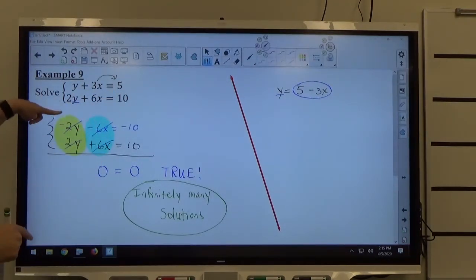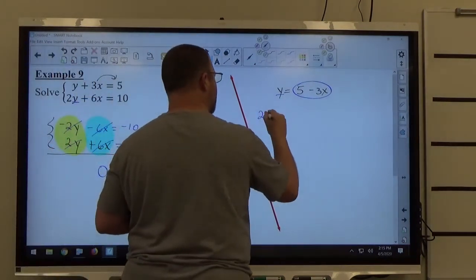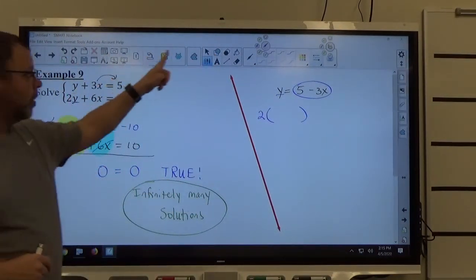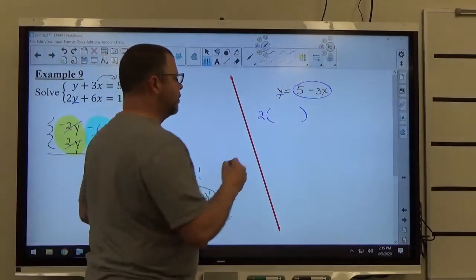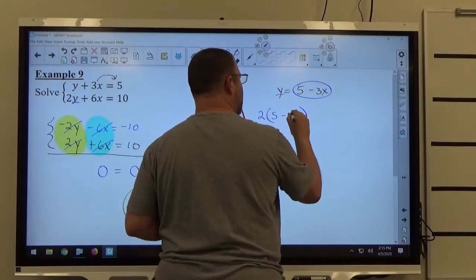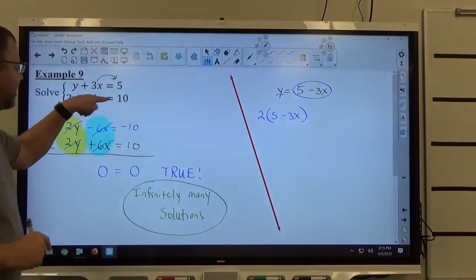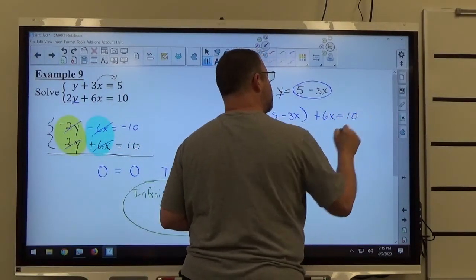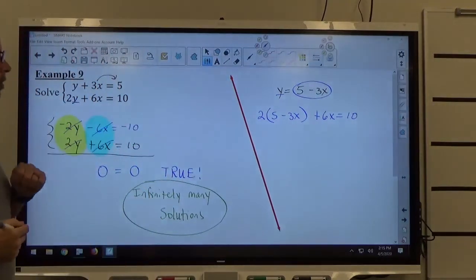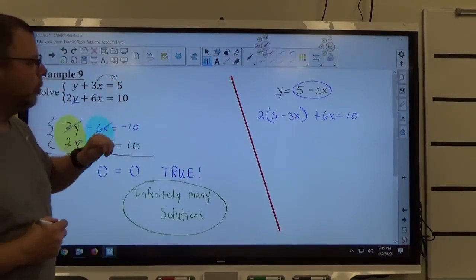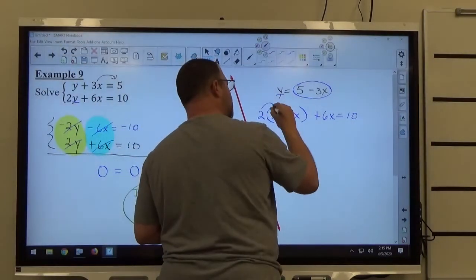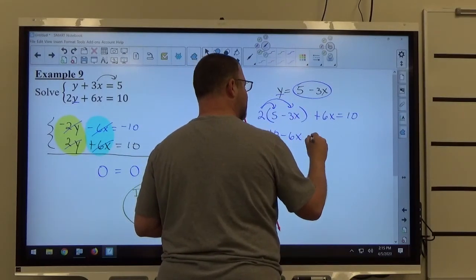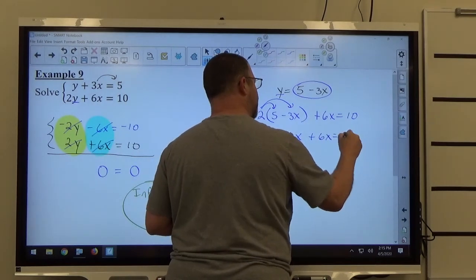So the bottom equation would then become 2 parentheses. Keep in mind with substitution, you replace one thing with more than one thing, use parentheses. So 2y becomes 2 parentheses 5 minus 3x, and then plus 6x equals 10. Okay, so there's my substitution step. If I distribute the 2 through the parentheses like I'm supposed to, 2 times 5, 2 times negative 3x, I'm going to get 10 minus 6x plus 6x equals 10.